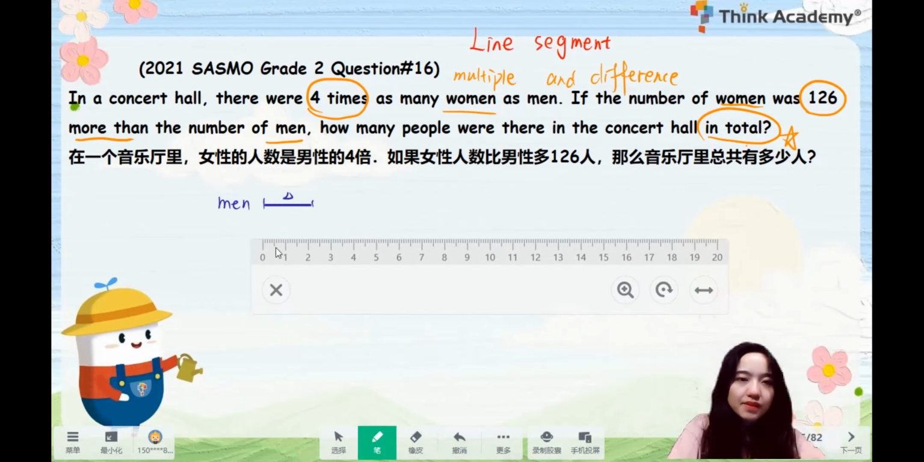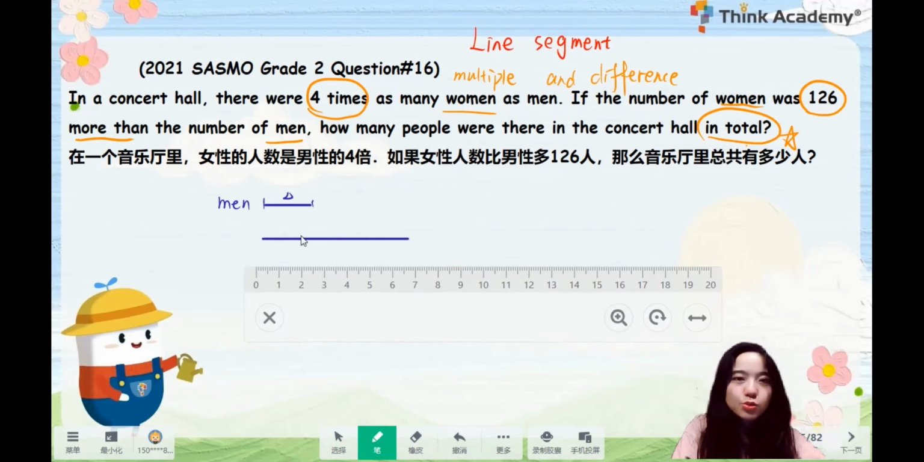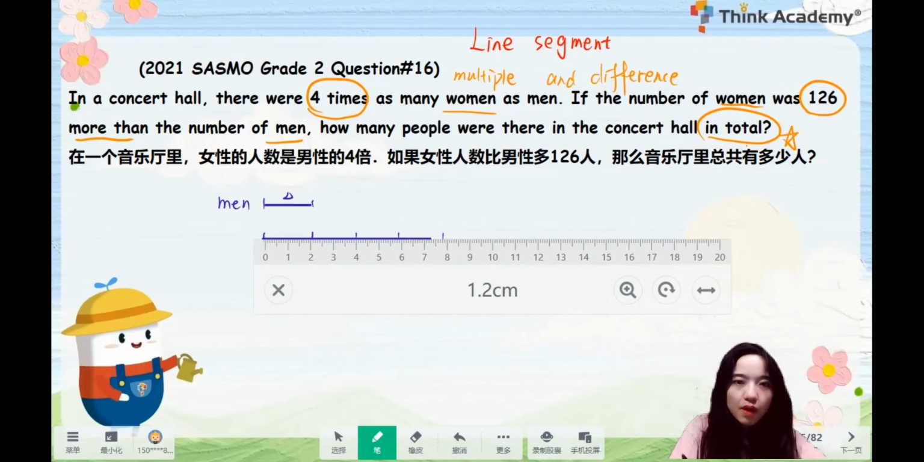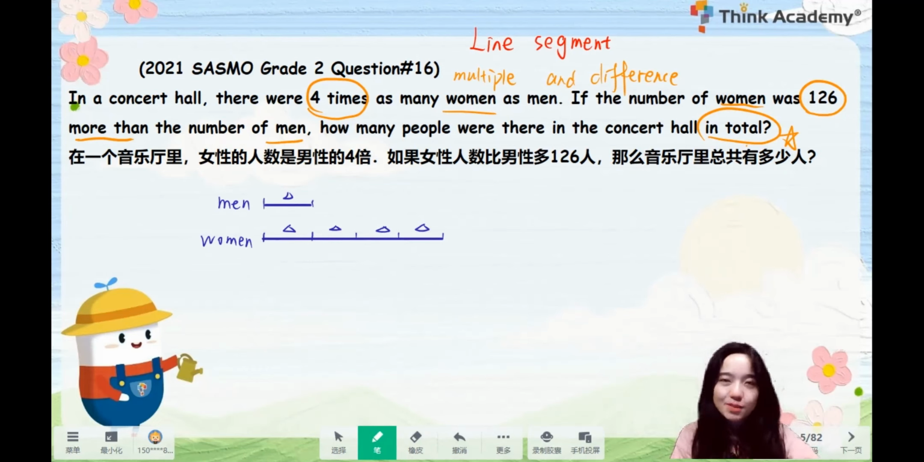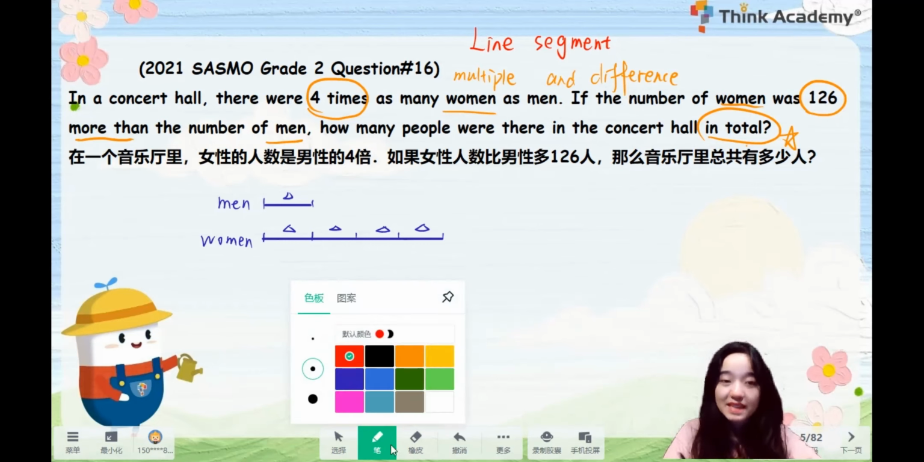And next for women, as you can see, it is 4 times. So we need to draw 4 lines of the same length. In this case, we get another 4 parts. This is for women. You may notice I put a small triangle over these lines. It's because sometimes we can't ensure every line segment is the same length, so we can use the same shape to represent the same amount.